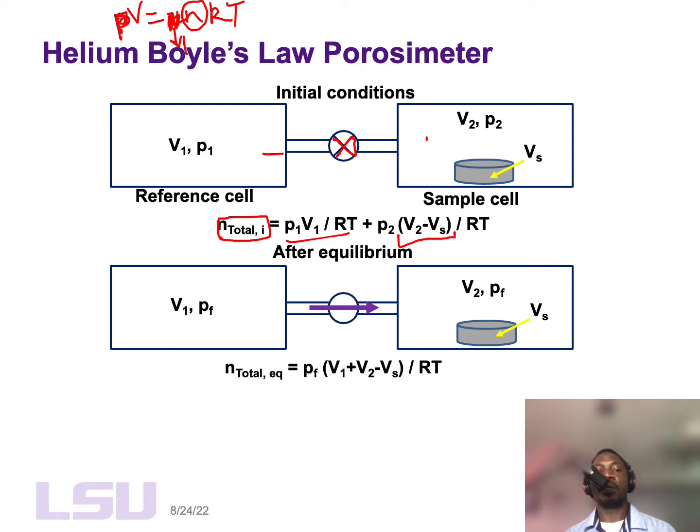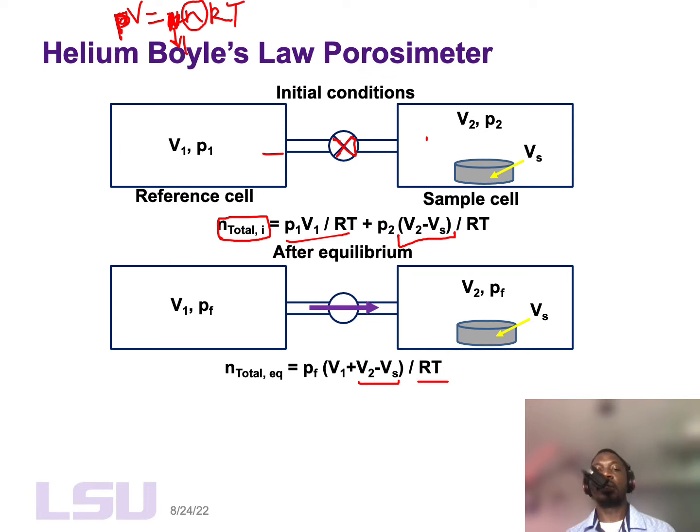And because these two systems are now connected together, we can calculate the total number of moles in the combined system using the same ideal gas equation, and it's going to be PF multiplied by the total volume available, which is V1 plus V2 minus Vs. And that's V1 plus V2 minus Vs together, right? And then RT is constant.